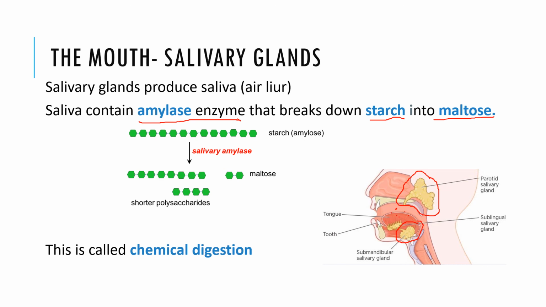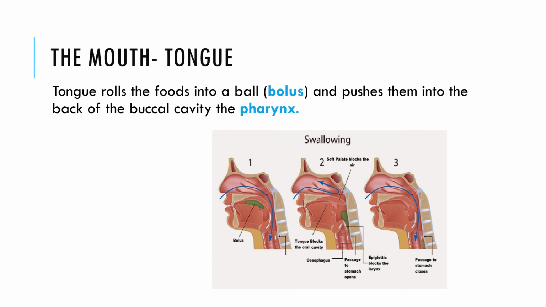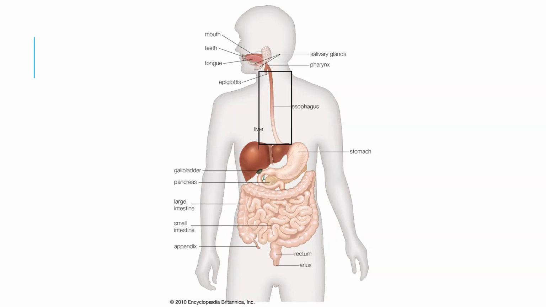So at first, it's a long chain. For example, starch is in bread, rice, pasta, and then it is broken down into sugar, maltose. This is called chemical digestion. After your teeth have broken your food and your saliva is mixing, the tongue will roll the food and push it into your throat and then down your esophagus for the next digestive organ called the stomach, which we will cover in the next lesson.